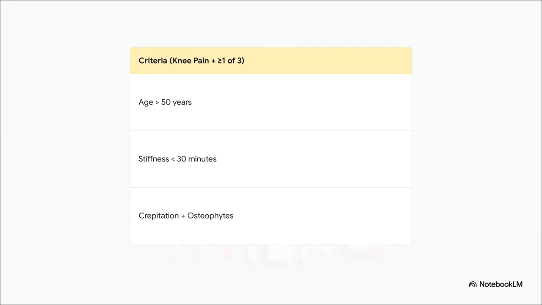All right, pathway number 2 is clinical and radiology. This one's a bit simpler. You need knee pain plus just 1 of 3 things. The third one is the biggie because it brings in imaging. So how does that change the numbers? Well, the sensitivity is still excellent at 91%, but look at that specificity. It jumps up to 86%. Why? Because you've added that hard objective evidence from the X-ray. It's less likely to be a false positive.